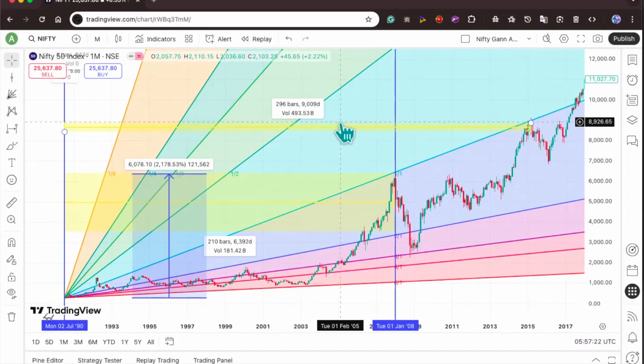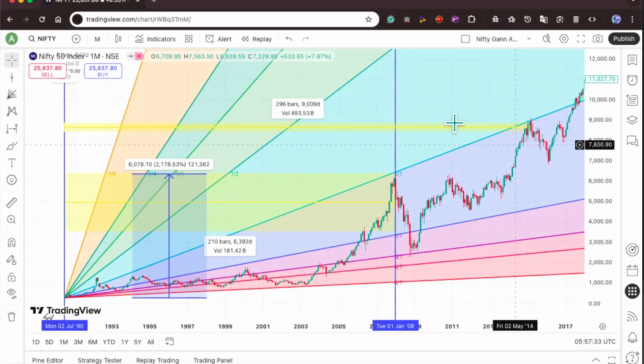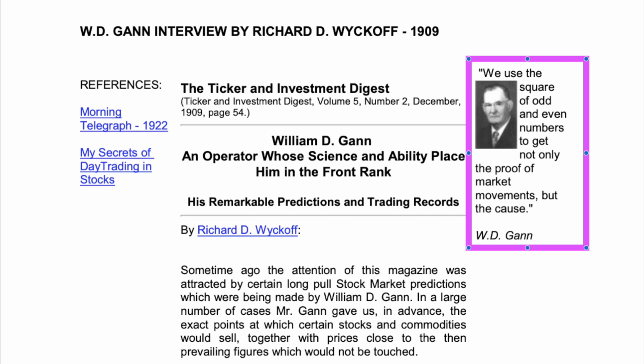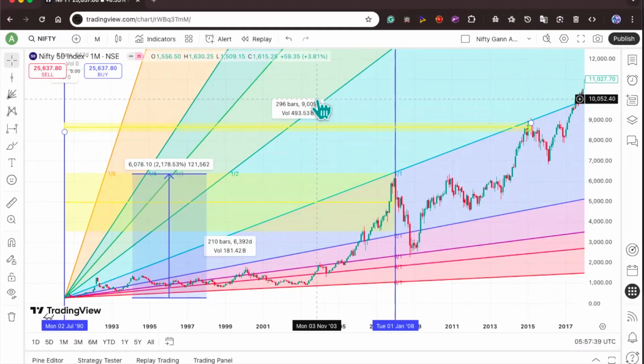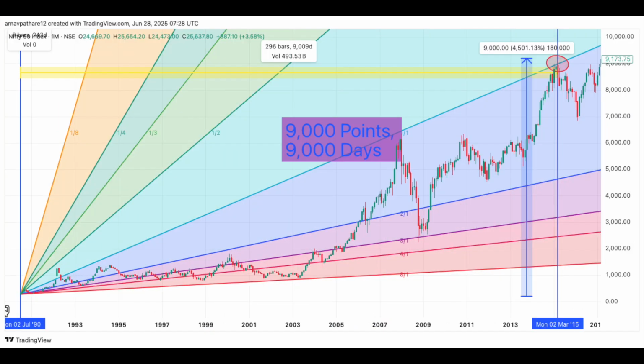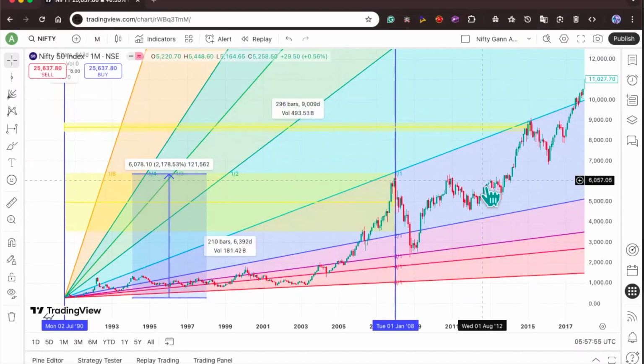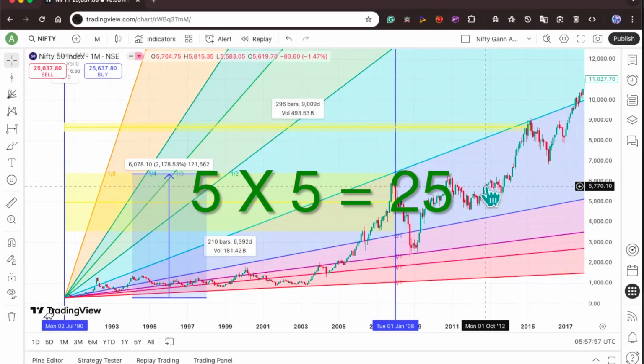So this is why Gann is such an interesting topic to study, because we see that various things have been converging together. Here we got 25 years. In 25 years, we got 9,000 points. Now 9 is nothing but again a square. Again, 9,000 points in specifically 9,000 days. And if we look in terms of years, that makes 25 years, which is again a square of 5 into 5.